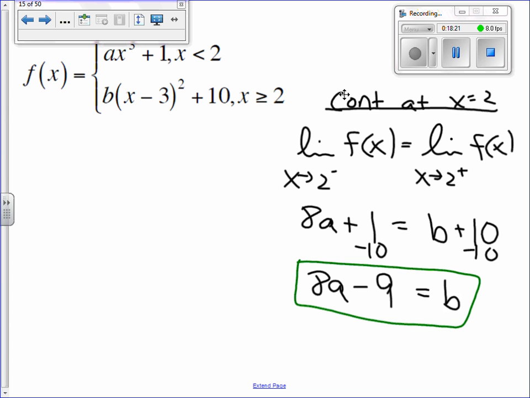Now, we're trying to find the values of a and b that make it differentiable. So that's what we know so far. Just to be continuous, that has to be true. Now, I want to make sure it's differentiable. So what should I get next?